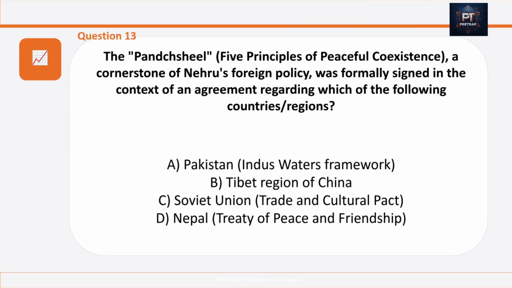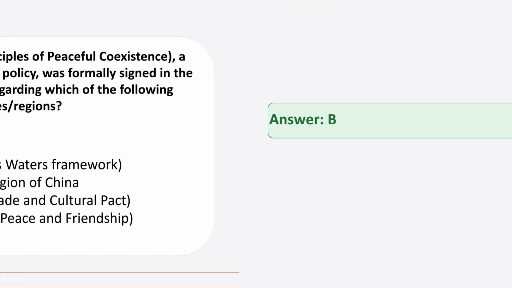And today's last question is the Panchsheel, a cornerstone of Nehru's foreign policy, was formally signed in the context of an agreement regarding which of the following countries? Option A Pakistan, option B Tibet region of China, option C Soviet Union, option D Nepal. And the answer is option B Tibet region of China.